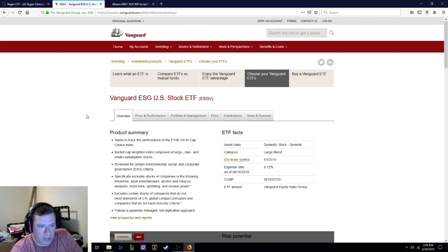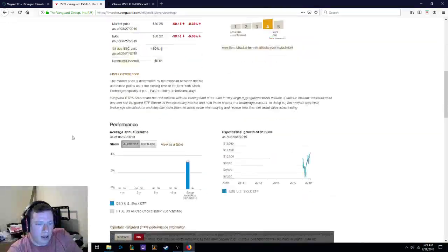So it tracks companies that exclude, as you can see here, adult entertainment, alcohol, tobacco, weapons, fossil fuels, gambling, and nuclear power. And it also excludes companies that do not meet diversity criteria, whether it's diversification, hiring, based on race, gender, all that good stuff.